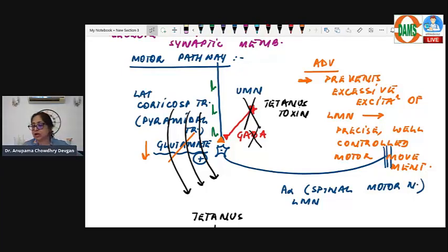What is the advantage of a presynaptic inhibition? It prevents an excessive excitation of the lower motor neuron. This leads to a precise motor movement. Now, what is the action of tetanus toxin? Tetanus toxin acts on this presynaptic inhibition, and it inhibits the presynaptic inhibition. What is inhibition of a presynaptic inhibition? Inhibition of an inhibitory mechanism. Two negatives will make a positive.